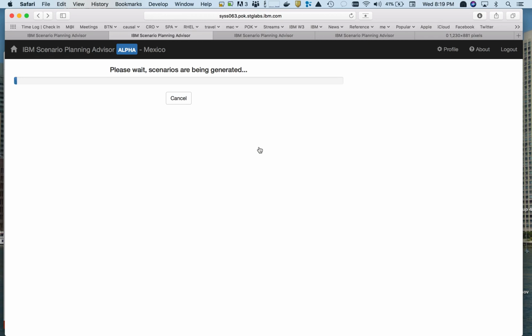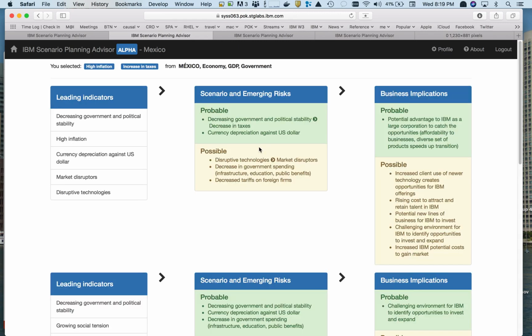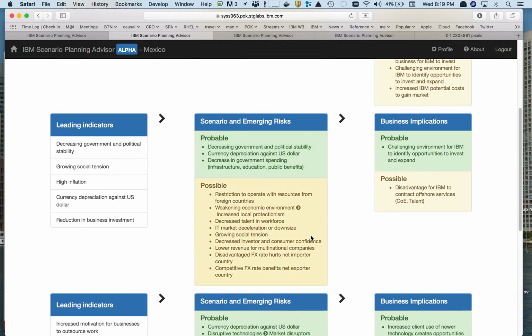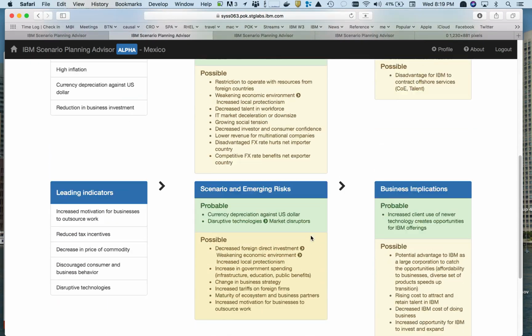In the background, the system uses our team's highly efficient AI planning search algorithm to search through thousands of possible future paths based on the selected risk drivers, then grouping similar paths into separate scenarios. Here we see that 3 scenarios were generated. Each row represents one scenario, so we have 3 scenarios.